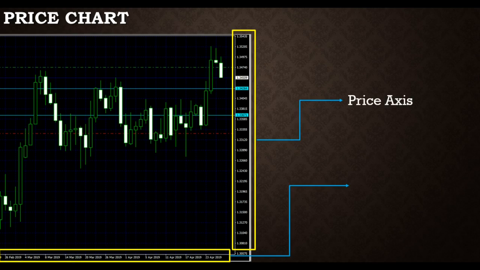Okay, traders, now I think you know what is forex, what is a pip, what is a tick, and everything you need to know basically in order to get into forex trading.